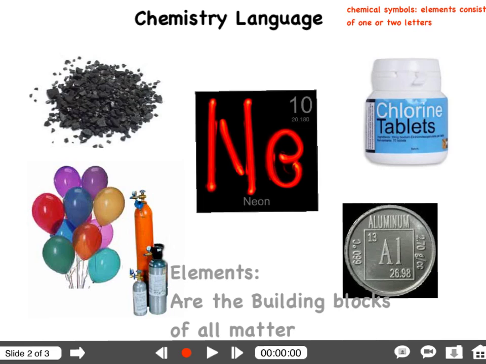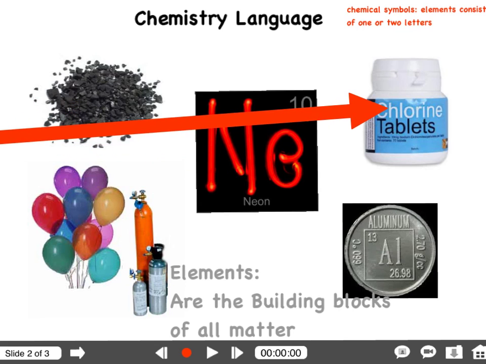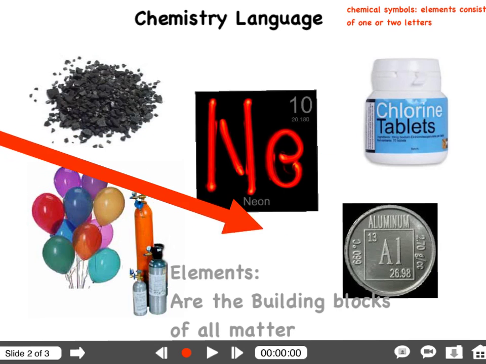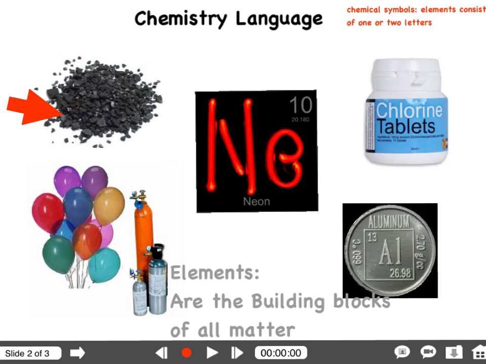Here's an example of Lesson 6, Chemistry Language. An element is a small building block of matter. Elements are presented to us on the periodic table, which we will be studying later. Some of the most common elements are found here, such as carbon, neon, chlorine, helium, and aluminum. Each of these elements has a chemical symbol that represents them, usually consisting of 1 or 2 letters.